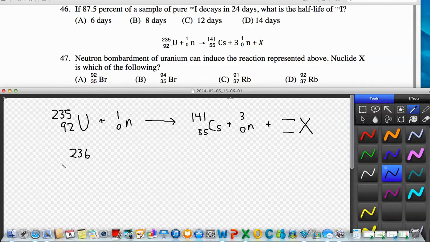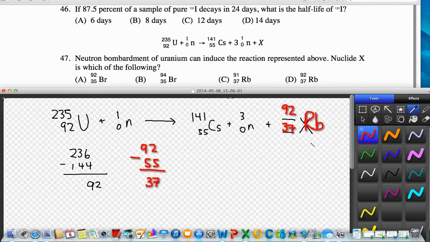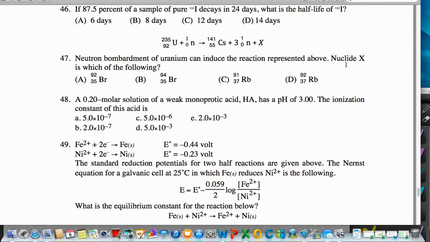236 minus 144 will be 92. Minus 55 will be 37. Element 37 is rubidium. This is choice D for number 47. So for 47, the credited response is D.